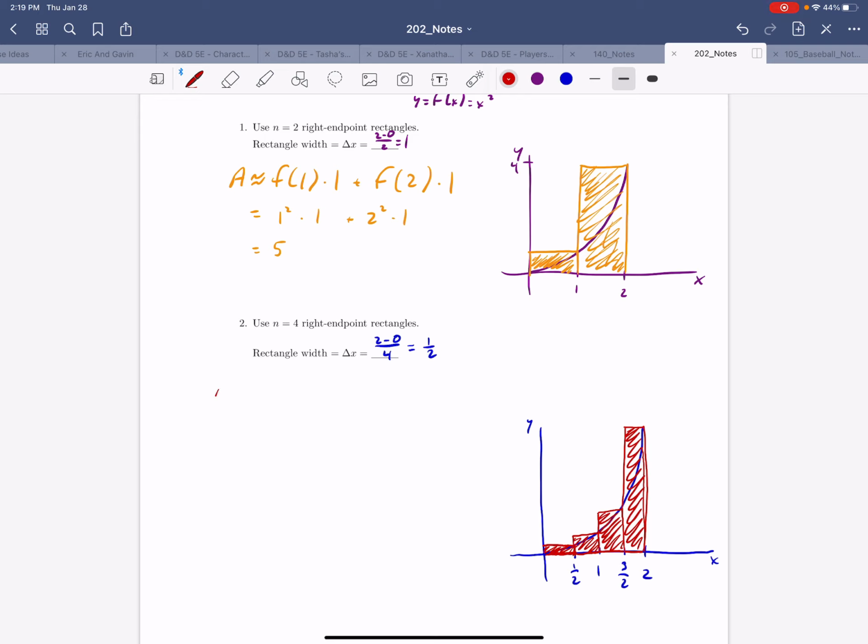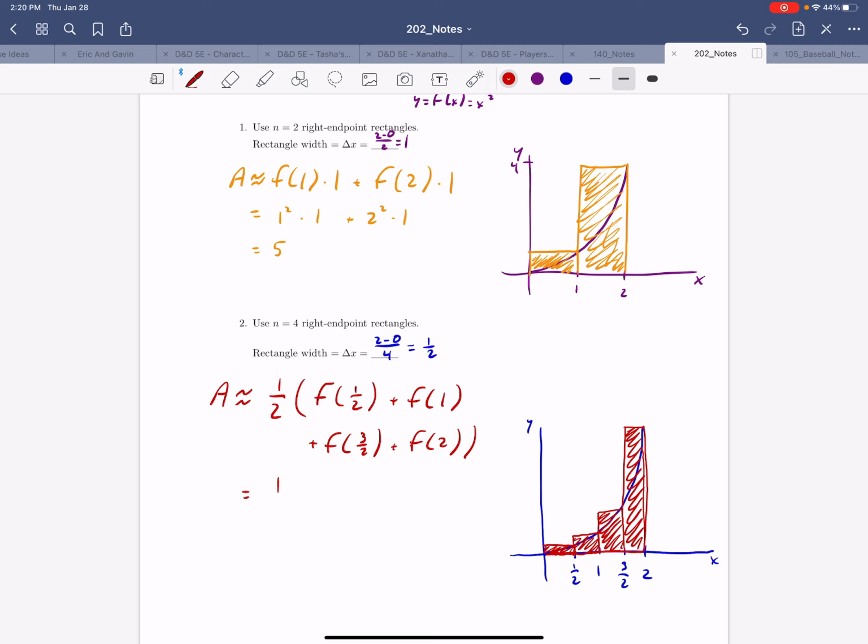So let's see what we get. We have that the area is approximately equal to, well, remember, we know that the width is always going to be 1/2. Remember I mentioned in class, everything is going to be multiplied by 1/2. F of something times 1/2 plus f of the next thing times 1/2. We can just factor out that 1/2 if we want to out of the whole thing and just worry about adding the heights. So what's that going to be? Well, that's going to be f of 1/2, because we're using right endpoints, plus f of 1 plus f of 3/2 plus f of 2.